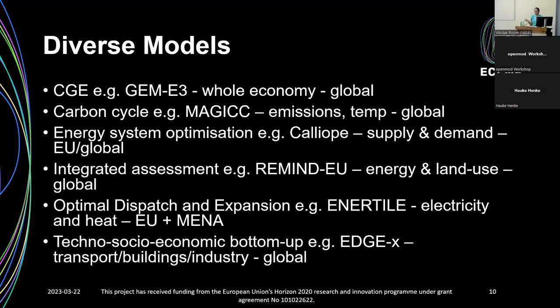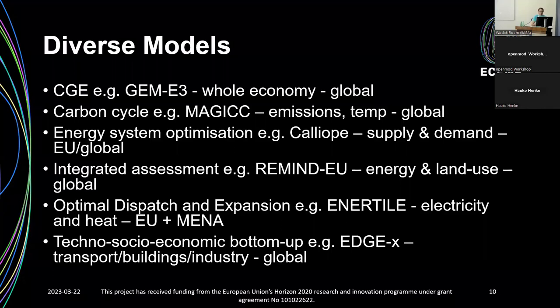Again, just sampling the models that are represented in our forum, there is a huge diversity of types of models that answer different types of questions. For example, there are computable general equilibrium models, which take a more macroeconomic perspective on the energy transition and may be global in scope. There are carbon cycle models, again global in scope, that look at the relationship between emissions and temperature. There are energy system optimization models that take a much more detailed look at supply and demand of energy, maybe at a global level, but often at a regional or national level. There are integrated assessment models that have a broader sectoral approach. They don't just look at energy, but also at, say, land use change and water. These might be global, or work at quite a spatially aggregate scale.